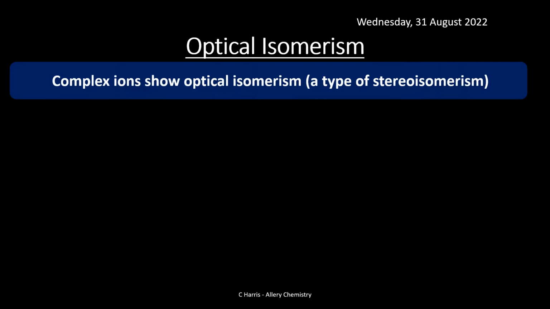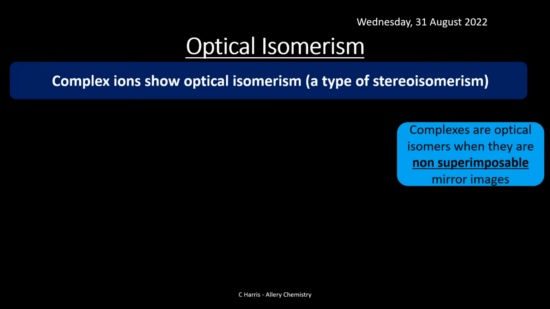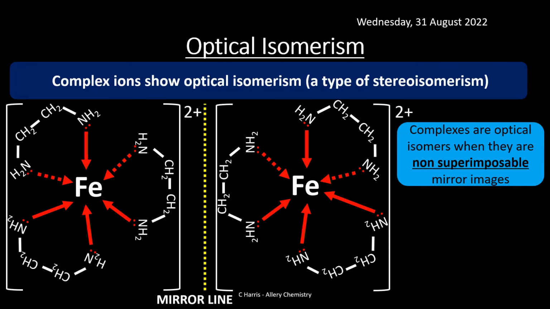Okay, so let's have a look and move on to isomerism, because transition metals can form isomerism as well, in particular optical isomerism. Now, you've seen this in year one, so we're just dragging some of the information from year one and applying it to transition metals. So complex ions show optical isomerism, and this is a type of stereoisomerism. Remember, complexes are optical when they are not superimposable.